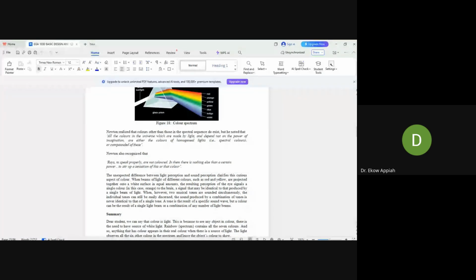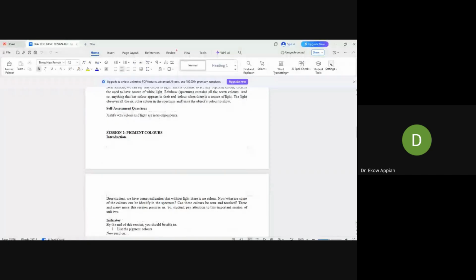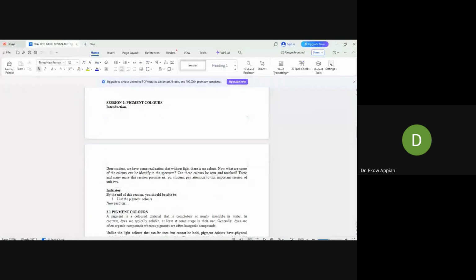So in summary, we can conclude that color is light. Once there is color, we should be able to identify colors. Now let's look at section 2, which we classify as pigment colors. Apart from knowing the source of colors, which was the work of Isaac Newton, colors can be grouped into 2: light colors and pigment colors. The light colors I'm referring to are colors that are illuminated by a bulb.